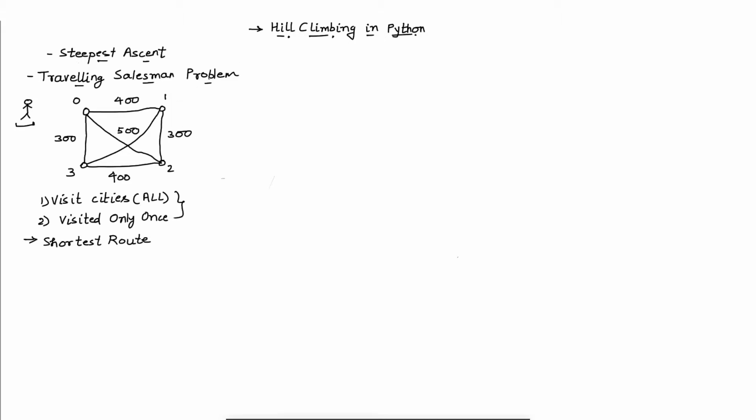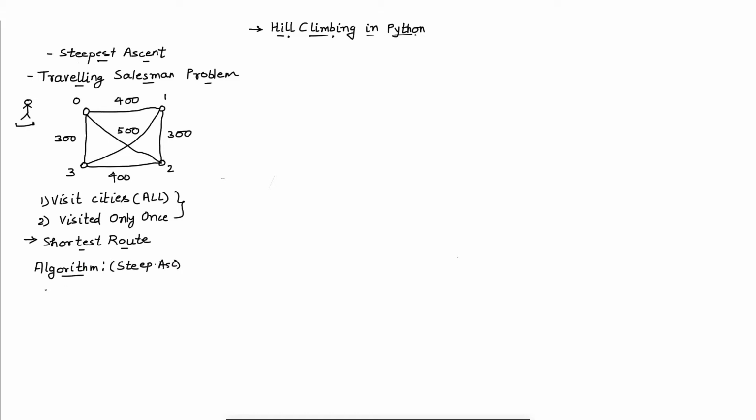Now we are going to solve this problem, which is to find the shortest route, by using the steepest ascent hill climbing algorithm. I'm going to give you a very short summary of the steepest ascent hill climbing so that things become more clear and you will be able to revise the concept also. So here we are going to write the algorithm, the steepest ascent hill climbing algorithm.